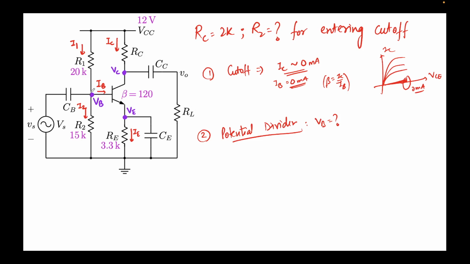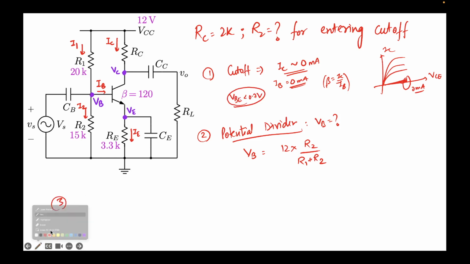Since no current is flowing here, this is a pure potential divider, and I can simply say that VB is equal to 12 times R2 over R1 plus R2, right? So this is the expression for VB, and we know that for cutoff, when do we enter cutoff? When I told you, when VBE drops below 0.7 volts, right? So let's use this expression.